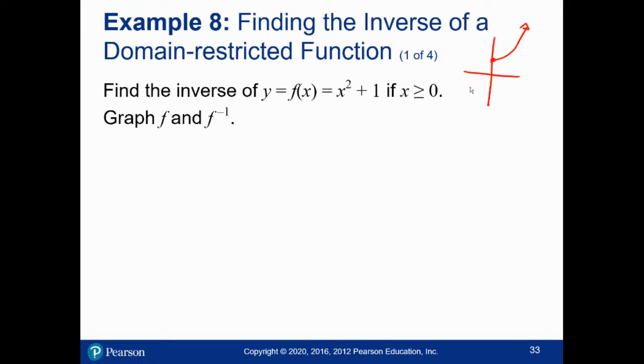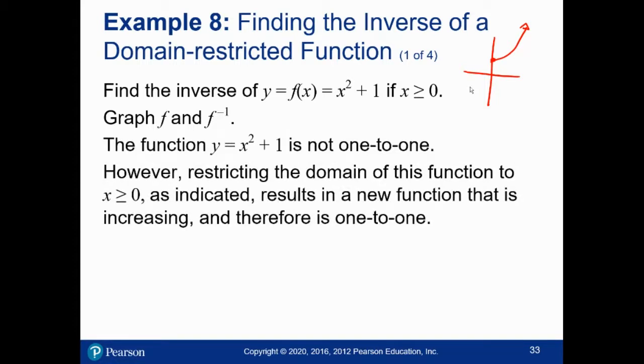So what can happen a lot is if a function fails the horizontal line test, that means the function isn't 1 to 1, and the function doesn't have an inverse. What you do is you say, well, let's restrict the domain by not drawing part of it so that it does pass the horizontal line test. And now this restricted function does have an inverse. So how do we find the inverse?